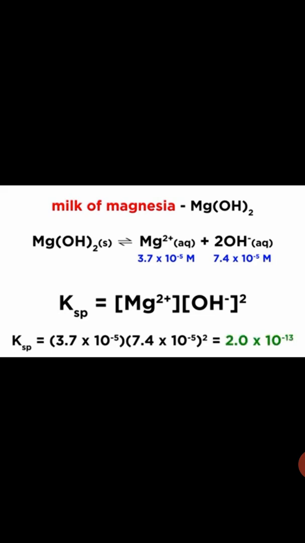First, let's write the KSP expression for this substance, which we derived earlier. Notice that hydroxide concentration is squared due to the coefficient in the equilibrium. Now, if this is the concentration of the magnesium ion, then the hydroxide ion concentration must be precisely double, since there are 2 hydroxide ions for every magnesium ion in this substance. So all we need to do is plug these 2 concentrations into the expression, evaluate, and we will get 2.0 times 10 to the negative 13 for KSP, which will be a unitless constant, just like other equilibrium constants.